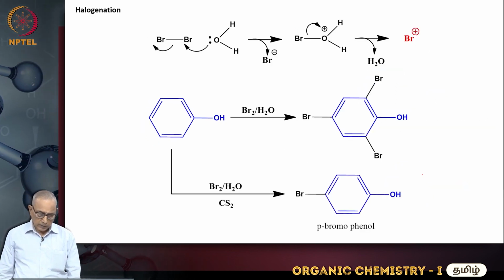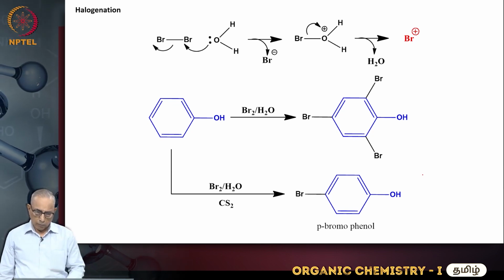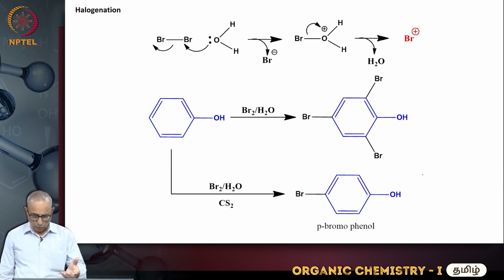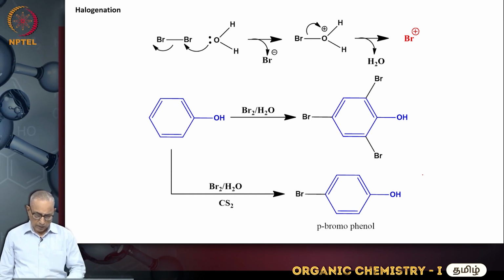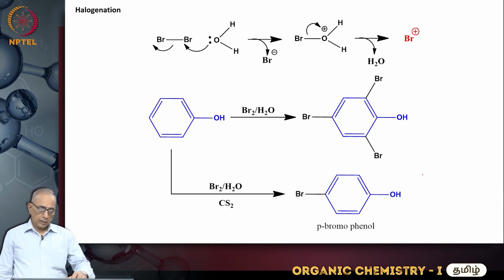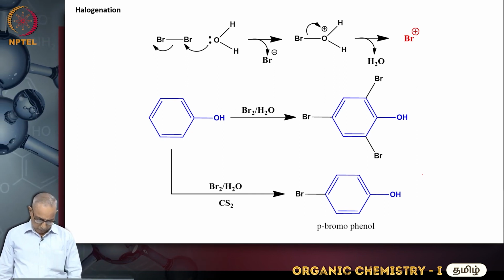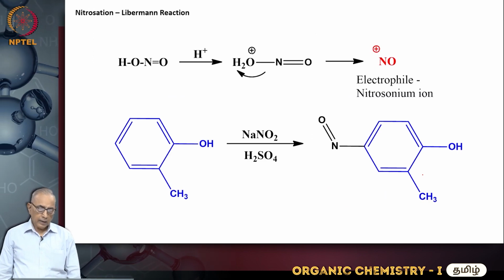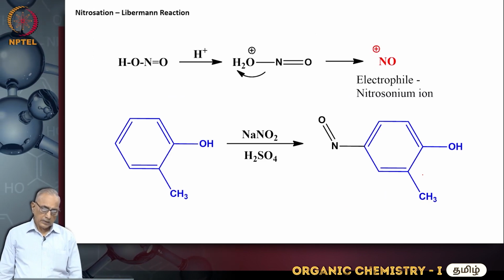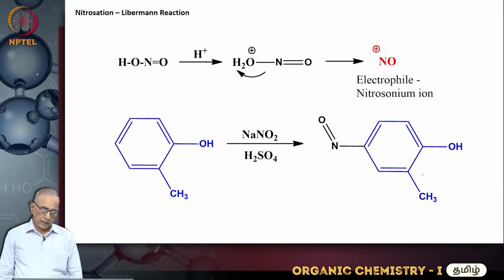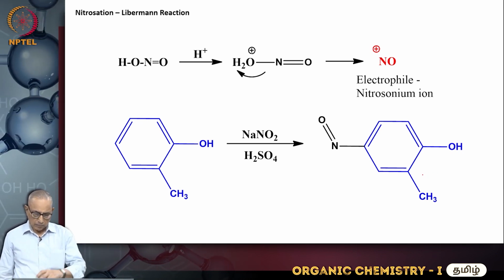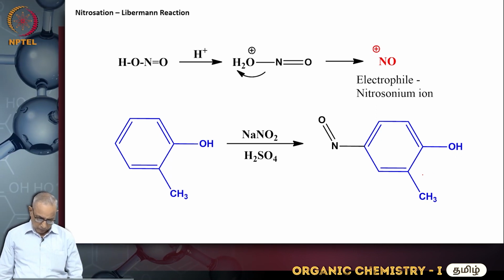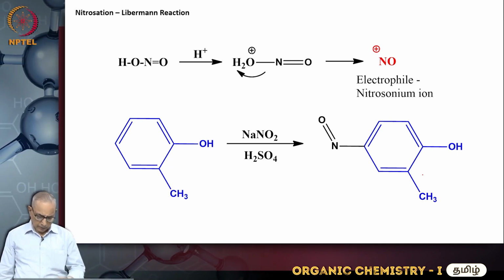Similarly, bromination: bromine reacts with water and acid to form the bromonium ion, Br plus, chlorine similarly, and this will react with phenol. In water, bromine gives tribromophenol, in carbon disulfide it gives parabromophenol. Likewise, nitrous acid, which is obtained from sodium nitrite and HCl, gets protonated to form NO plus, which attacks the benzene ring to form orthonitrosophenol, mostly para-nitrosophenol.